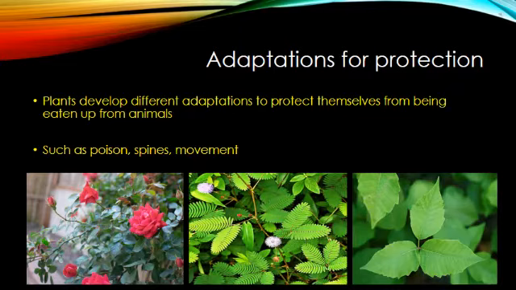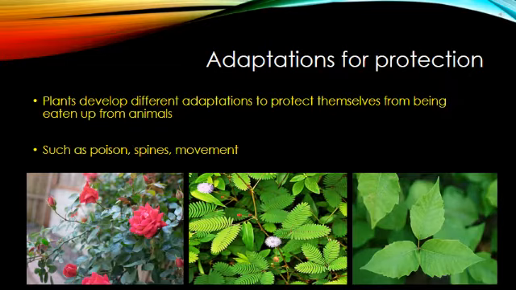Now our next point is adaptation for protection. Now plants, they also develop different adaptations to protect themselves from being eaten up by animals. Now here are some types in your book. I am describing one after another. Number one is poison. Now to protect themselves from being eaten up by animals, some plants such as poison ivy have poison in them. If one touches them, the poison in them will make the skin itch. So by this process, poison ivy protects itself from being eaten up or being harmed by other animals.